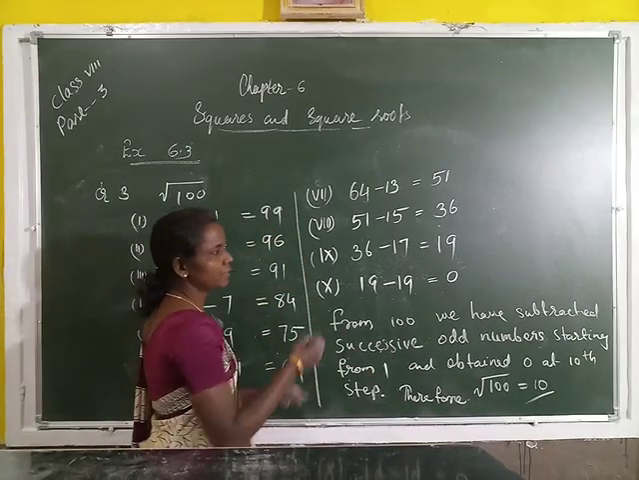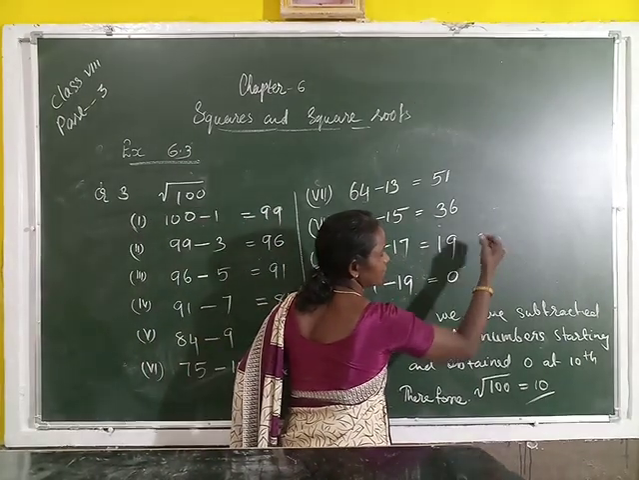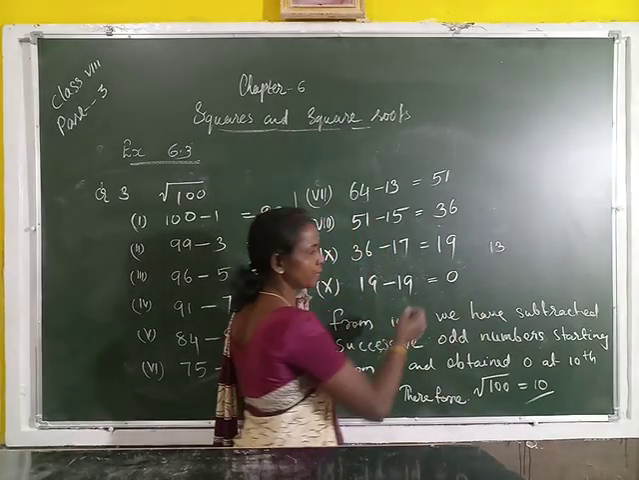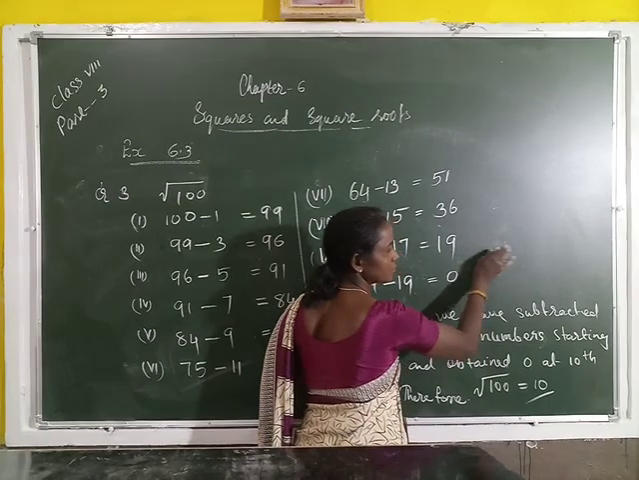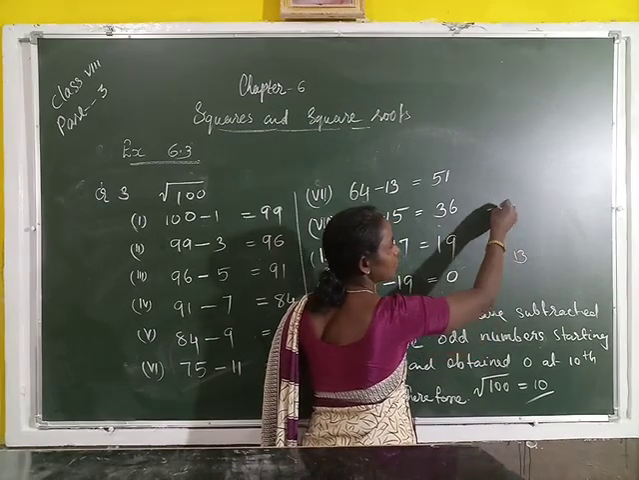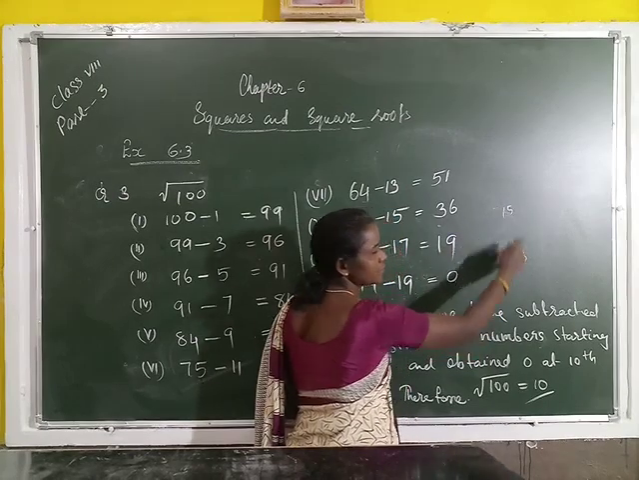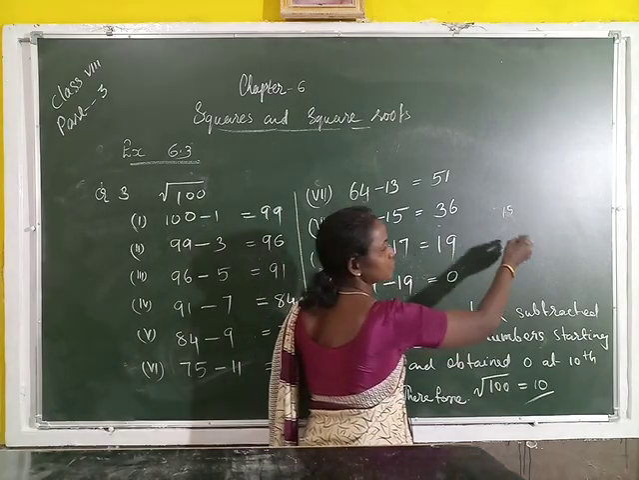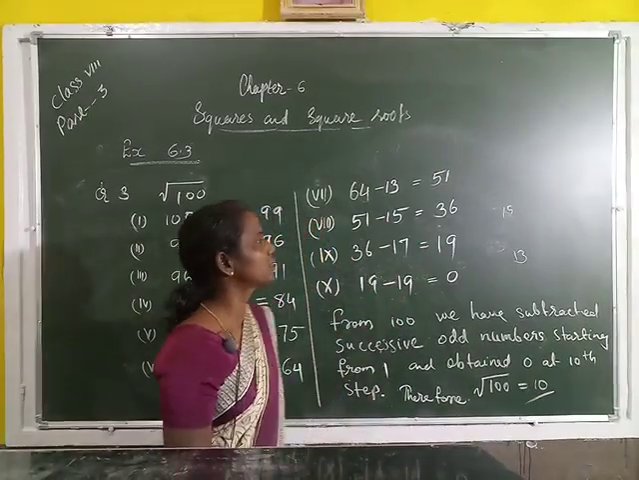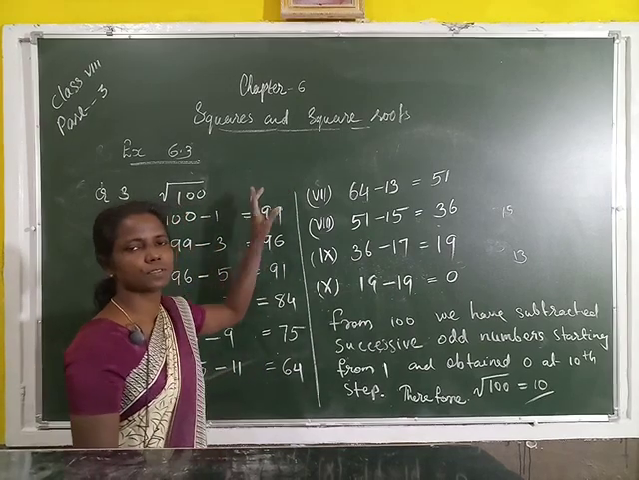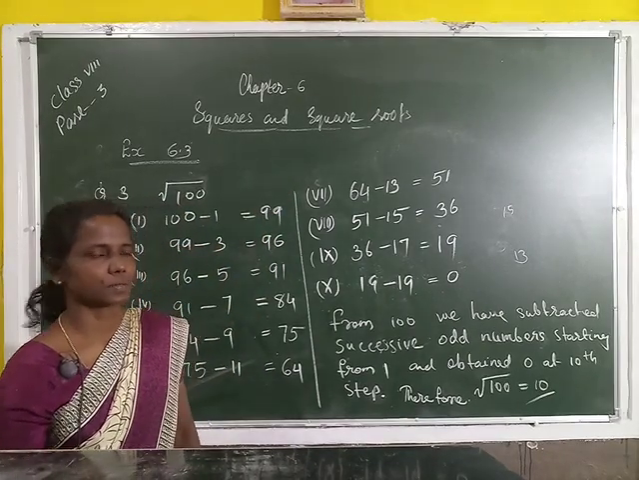10. If we get 0 in the 13th step, what is its square root? The square root is 13. Or if we get 0 in the 15th step, the square root is equal to 15. This method is known as repeated subtraction.